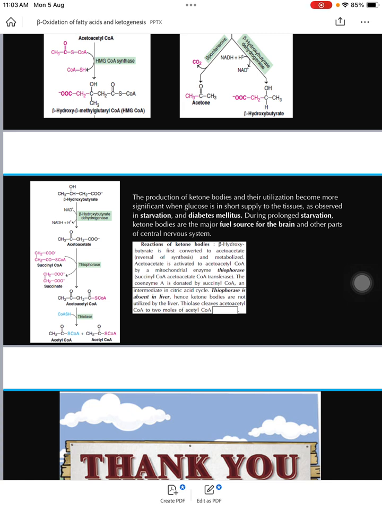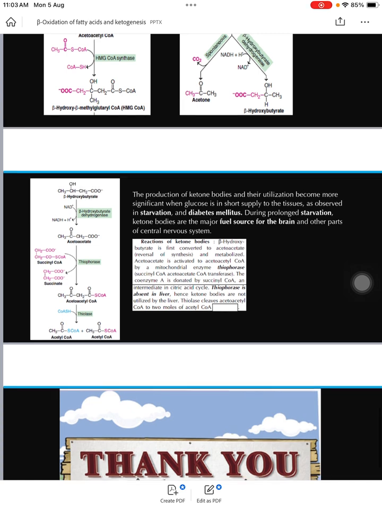Thiolase cleaves acetoacetyl-CoA to 2 moles of acetyl-CoA. The acetyl-CoA can be utilized for the energy purposes.